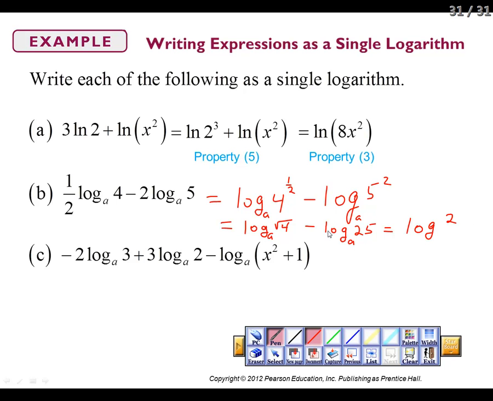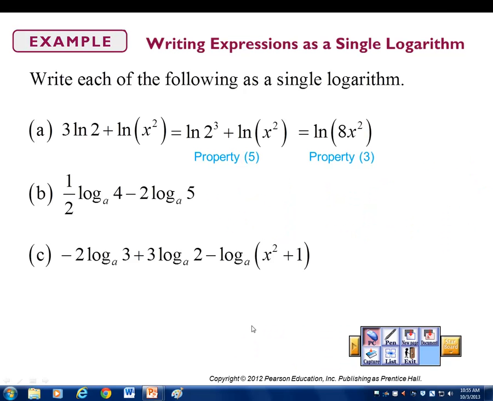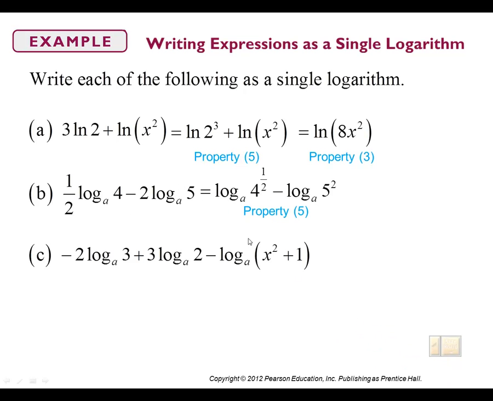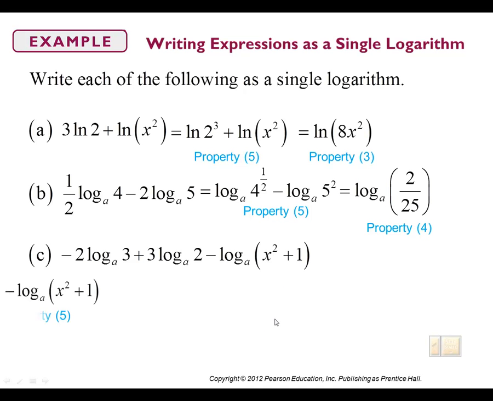And because it's minus, it's going to follow the property of log A over B equals log A minus log B. So this will become log 2 over 25, base A. And so that's what we get. The 1/2 moves up front, and then becomes the square root of 4. Alright, and so let's see what happens with this next one.